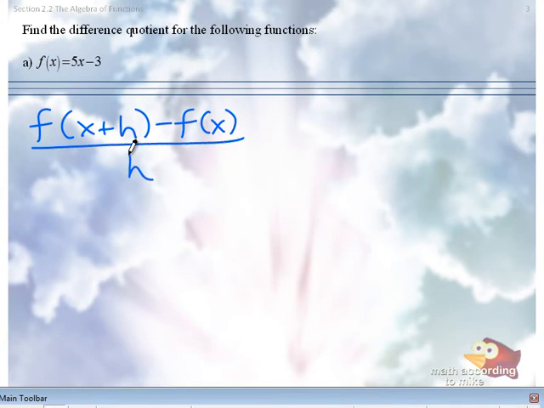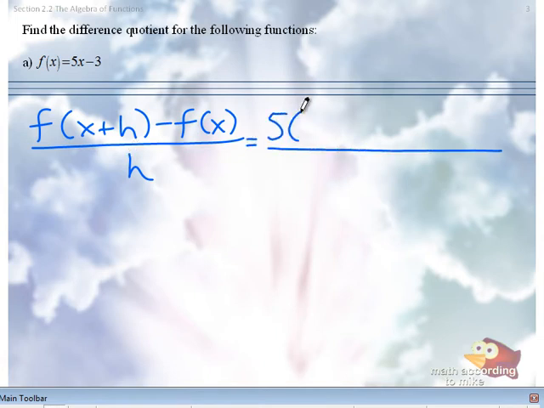Remember, as defined in Chapter 1, when we talked about functions, I said you want to think about it as f evaluated at whatever is in those parentheses. So if this said f of 9, you would say 5 times 9 minus 3. F of 20, 5 times 20 minus 3. Well, we have f of x plus h. So what is that going to turn into?